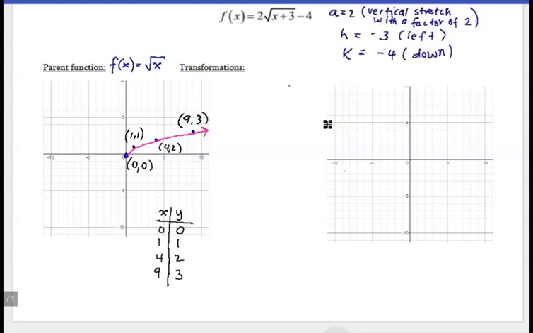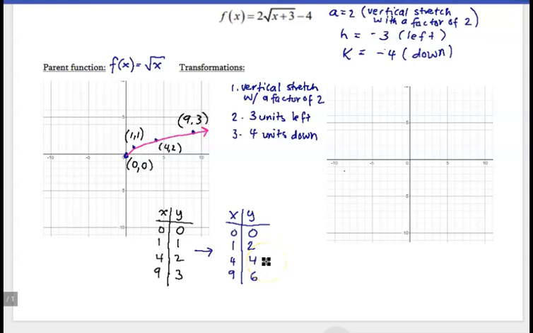Similar to the earlier example, here our a is going to be equal to 2, meaning we're going to have a vertical stretch with a factor of 2. h is equal to -3, meaning we're going to move left 3 units. And k is equal to -4, meaning we're going to move down 4 units. Similar to our example earlier, if you're not sure about your h, you can equate this to 0 and solve for x. And then again, writing down all your transformations: vertical stretch with a factor of 2, 3 units left, and 4 units down.